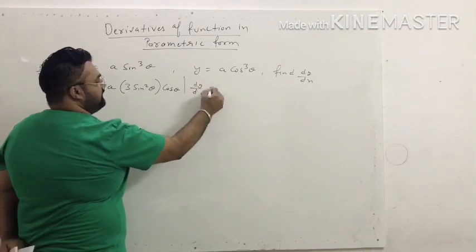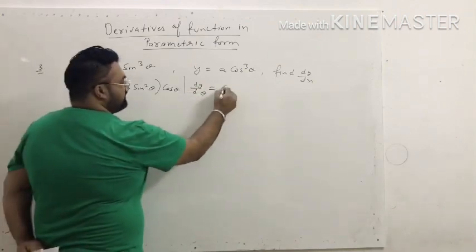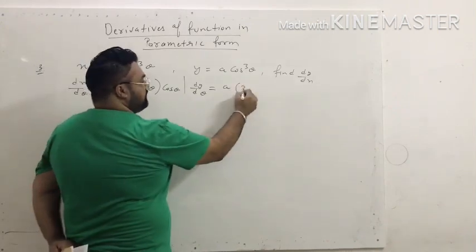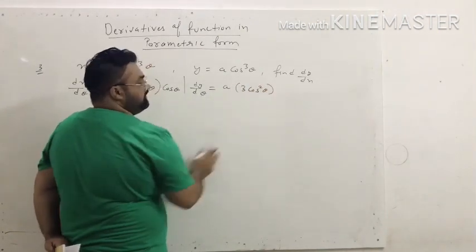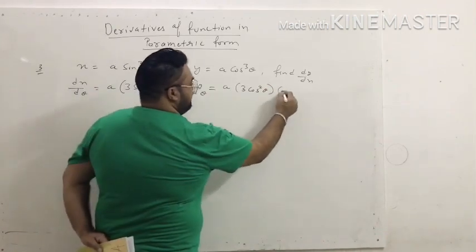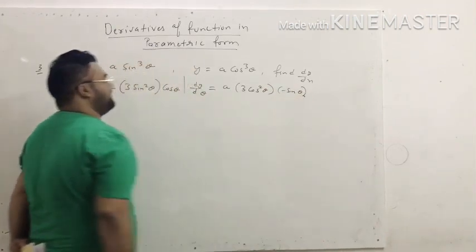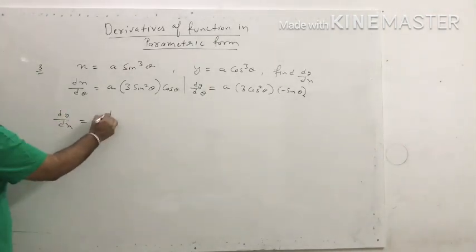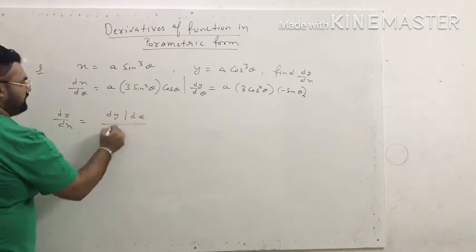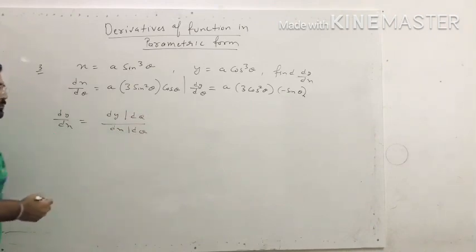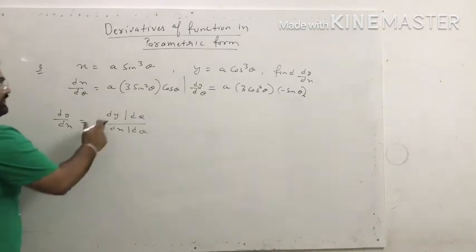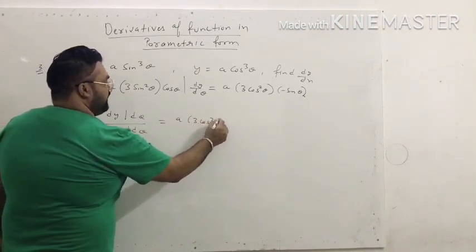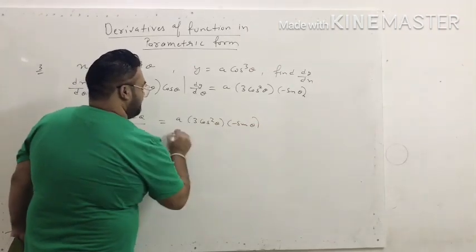Now y, dy upon d theta. Now a is constant. Now we have to find the derivative of cos cube theta, which equals 3 cos square theta. After that, the derivative of cos theta is minus sin theta. Now we have to find the value of dy upon dx, which equals dy upon d theta upon dx upon d theta. Now, what is the value of dy upon d theta? a 3 cos square theta minus sin theta.